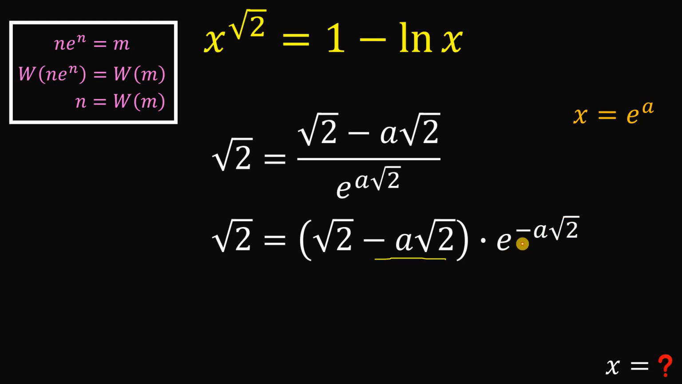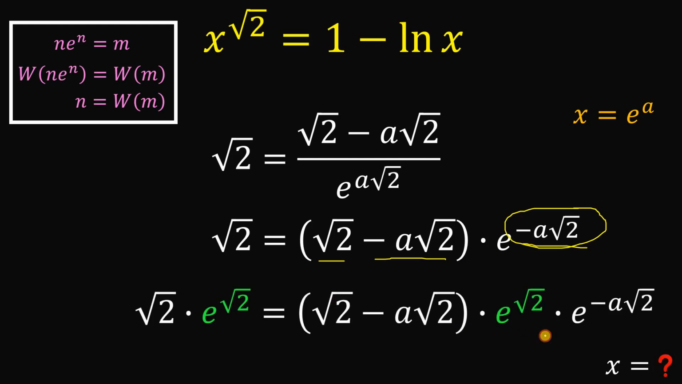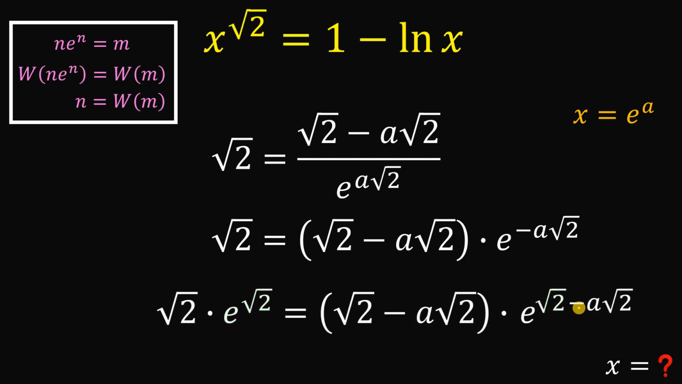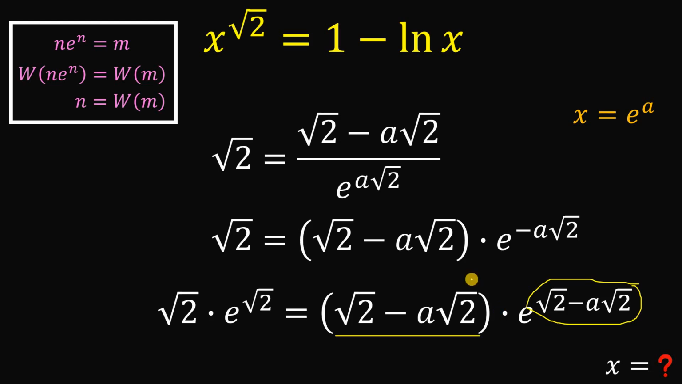Now, we have negative a times square root of 2. But the only problem is that in this exponent, we don't have square root of 2. So we multiply both sides by e raised to the power of square root of 2. That is the trick for this kind of question. Now, we have the same base, so we can add the exponents. The exponent of e now becomes square root of 2 minus a times square root of 2. As you can see, we have e raised to the power of square root of 2 minus a times square root of 2, and we also have square root of 2 minus a times square root of 2.